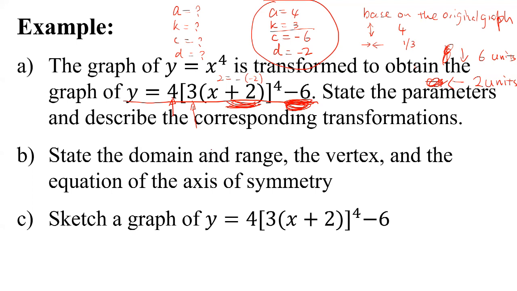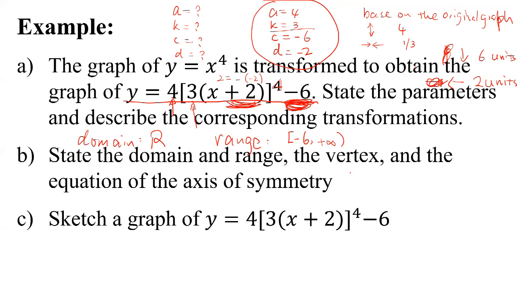Okay, state domain and range. The domain is, of course, the entire set of R, right? How about the range? So note here, we have something to the power of 4. Something to the power of 4, there is a minimum value, right? The minimum value is 0. So the minimum value of y is 0 minus 6. So y can also be any value that is above -6, inclusive, right? So this is our range.